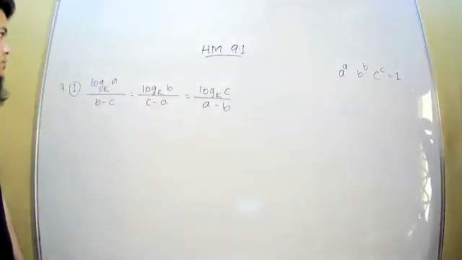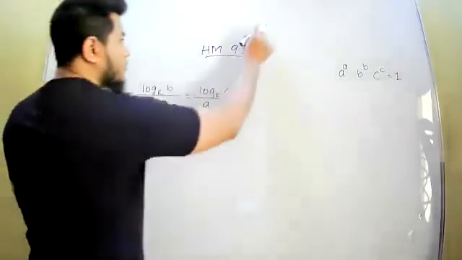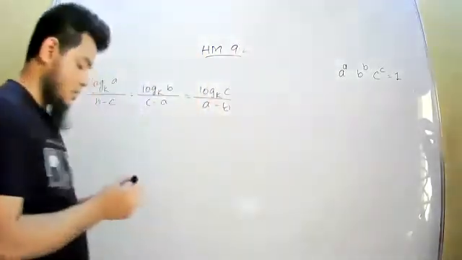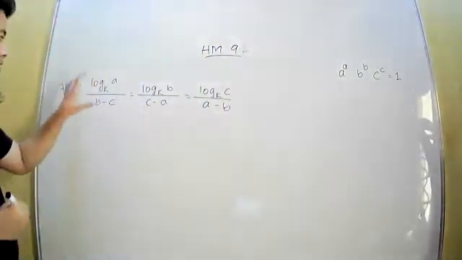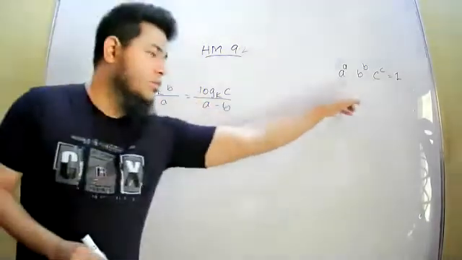Bismillahirrahmanirrahim. So, exercise 9.2, question number 7.1. This is what is given and this is what we have to prove.